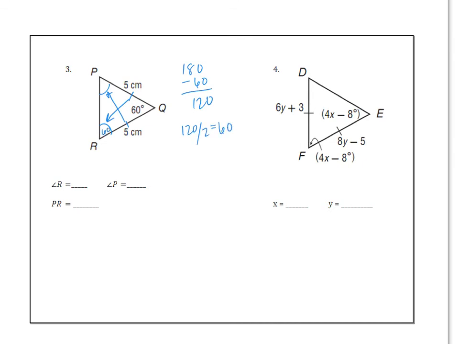Interesting, because what that tells me is all 3 angles are actually 60 degrees. So angle R is 60 degrees, angle P is 60 degrees. And if all 3 angles are 60 degrees, that means all 3 sides have to be congruent as well. So the distance from P to R has to be 5 centimeters. Will you guys pause the video and try number 4?